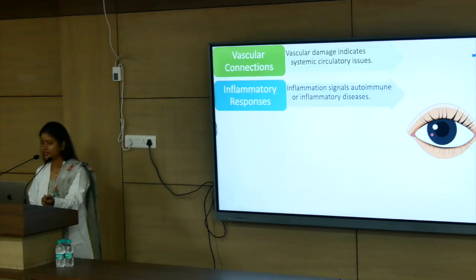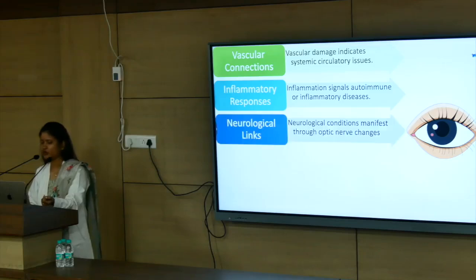Next, inflammatory responses. The eye is sensitive to autoimmune diseases like rheumatoid arthritis, Sjogren's syndrome, and systemic lupus erythematosus. The immune system can attack ocular tissue, causing dry eyes, uveitis, and scleritis. Next is the neurological link. The optic nerve connects the eye directly to the brain.